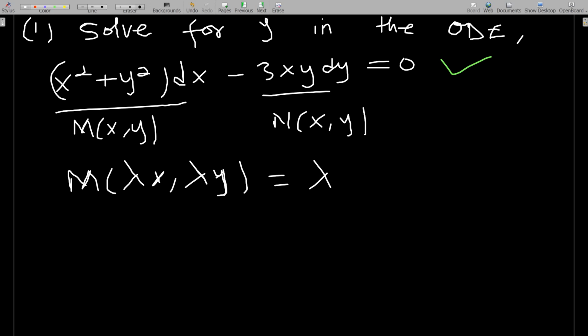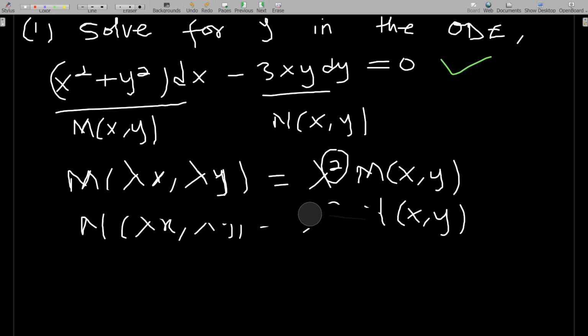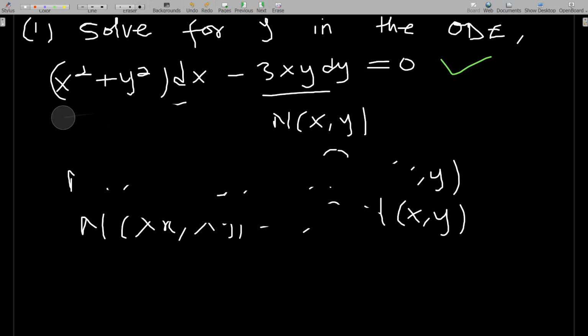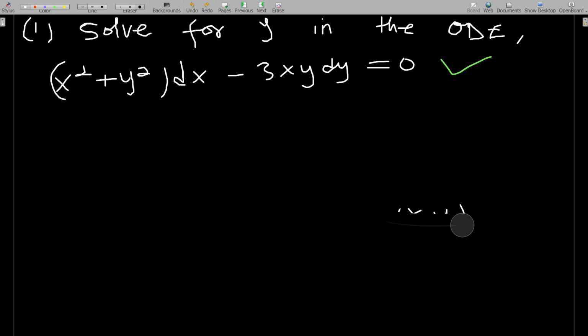M of lambda x, lambda y should give you lambda squared M of x, y, and then N of lambda x, lambda y will also give you lambda squared N of x, y. And since the degrees here are the same, we say that this is homogeneous. I hope you remember. If you don't actually remember, or if you don't know where the video is, just go through my playlist. I have a playlist on first order ODEs, so kindly go through that.